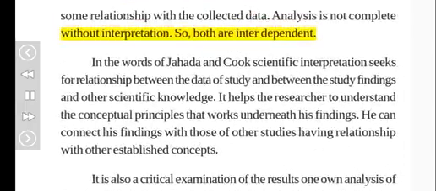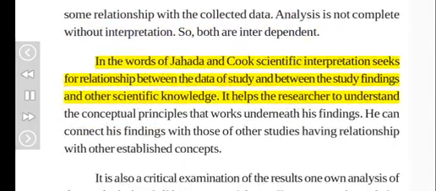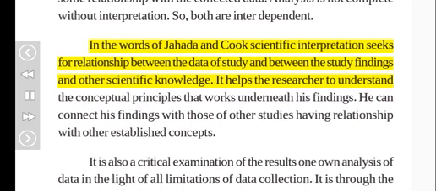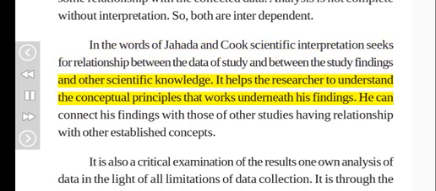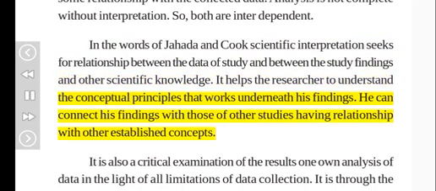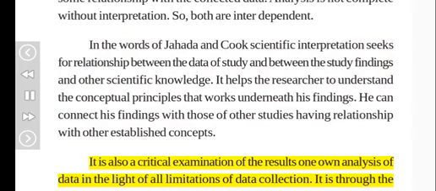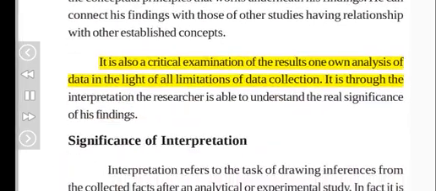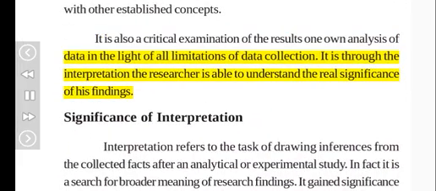So, both are interdependent. In the words of Selltiz, Jahoda and Cook, scientific interpretation seeks the relationship between the data of a study and between the study findings and other scientific knowledge. It helps the researcher to understand the conceptual principles that work underneath his findings. He can connect his findings with those of other studies having relationship with other established concepts. It is also a critical examination of the results of one's own analysis of data in the light of all limitations of data collection. It is through interpretation that the researcher is able to understand the real significance of his findings.